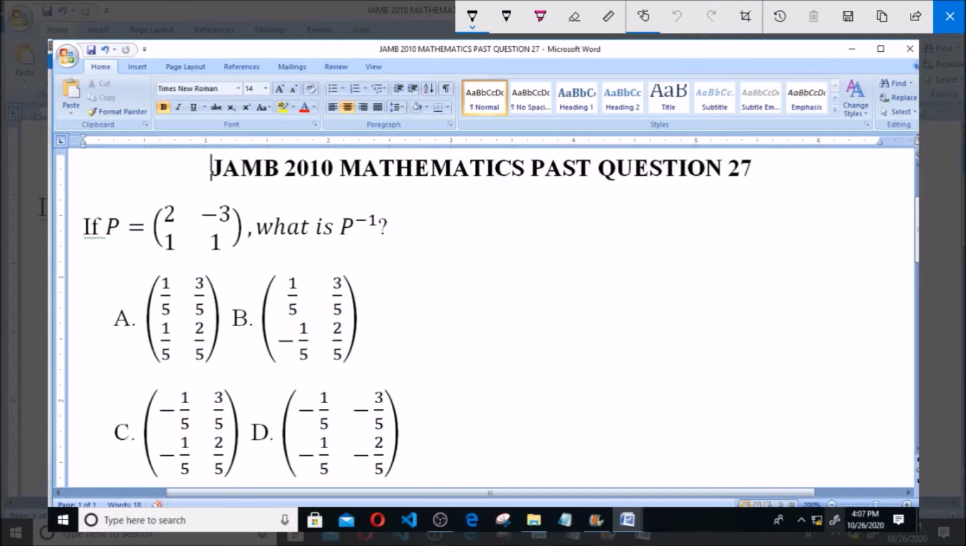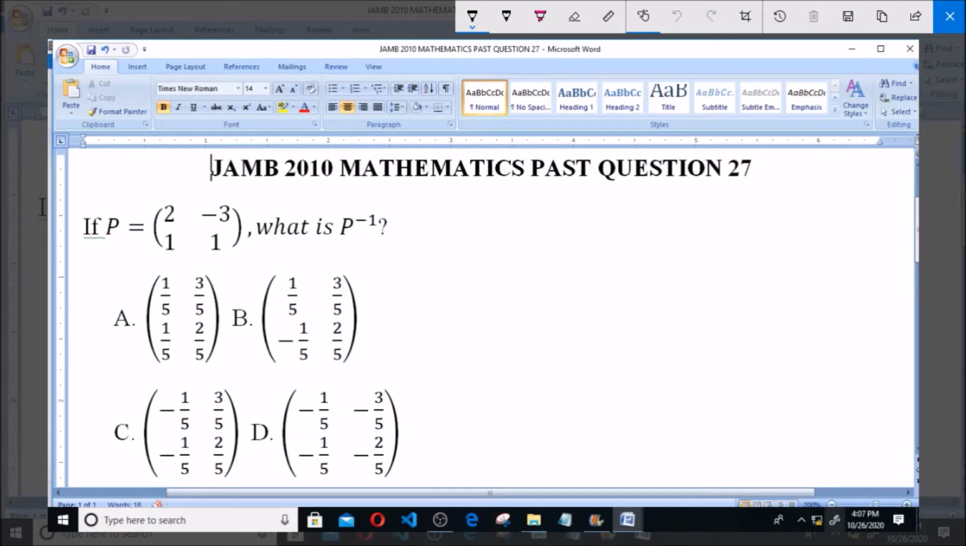I'm going to be answering JAMB 2010 Mathematics Past Question 27. If P is a 2 by 2 matrix of 2, minus 3, 1 and 1, what is P inverse? That is P raised to the power of minus 1.